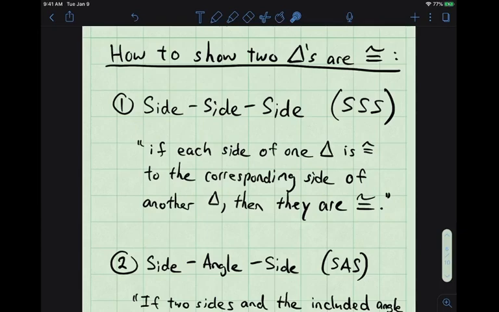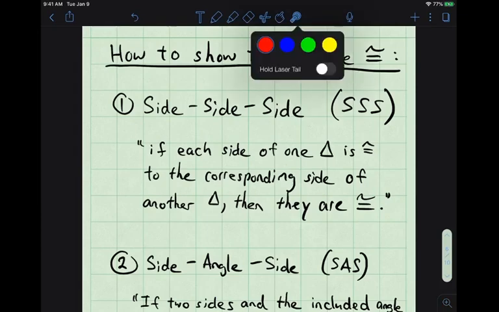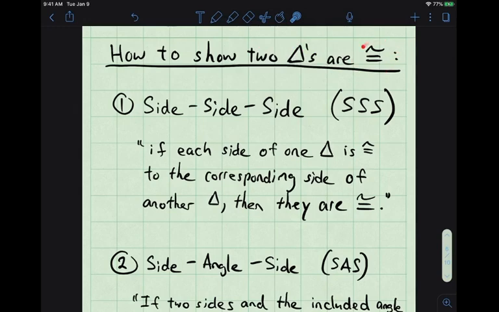Here's the second part. We're showing how two triangles are congruent. And as a reminder, this thing is the congruent symbol. So there's three ways to show that two triangles are congruent. The first one is having three sides, which is also commonly abbreviated as SSS.